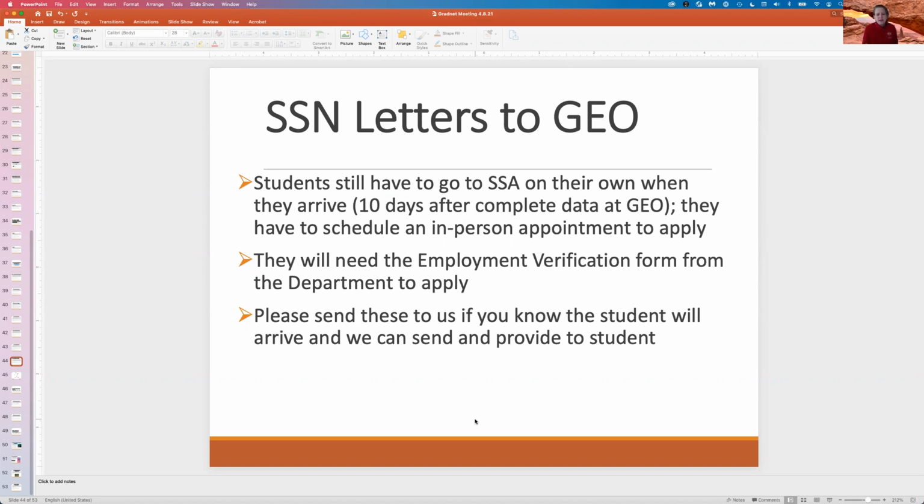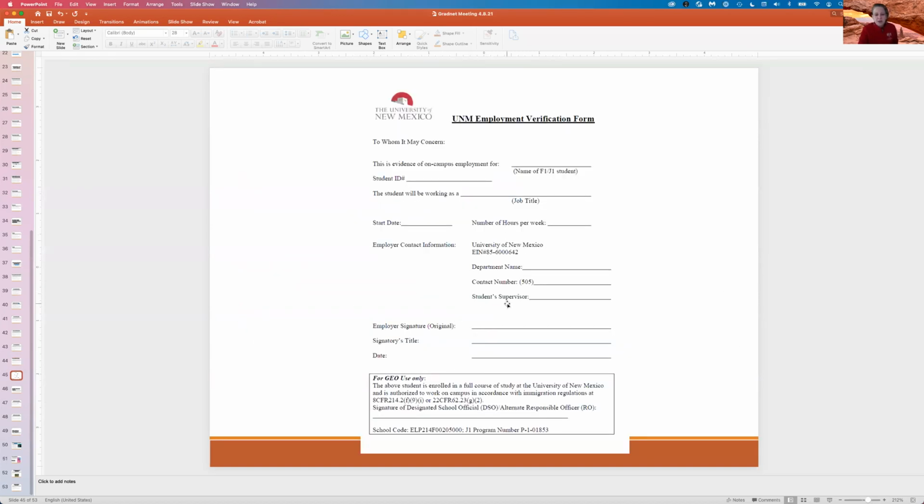If you can send us this employment verification letter if they have an assistantship. Even if you don't know the student is going to arrive, but you've offered an assistantship, this is what the form looks like, and I'll send it out when I send out the slides and the minutes from this meeting. It's basically a form they take to the Social Security office, which shows that they have been offered a position, signed off on by the supervisor. Then we sign the bottom of this form, attesting that the person has a job on campus and they need a Social Security number.